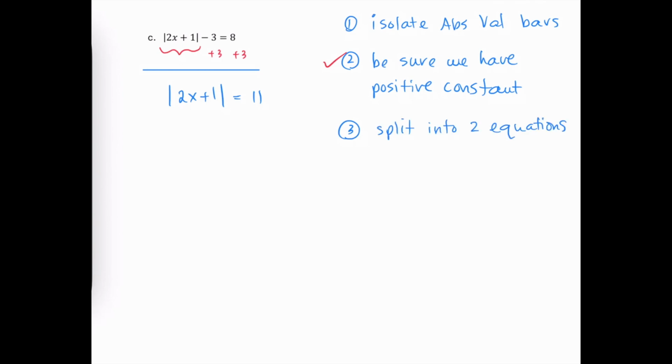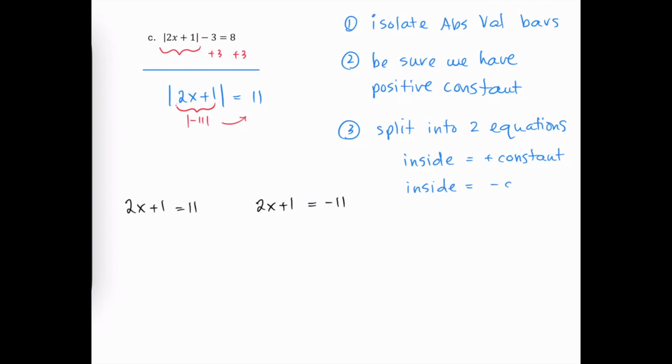which is to split this up into two equations. Notice that if the inside of this absolute value bar was equal to the positive 11, its absolute value would be equal to positive 11. So we create an equation from that situation, saying what's inside could turn out to be positive 11. But if that inside turned out to be negative 11, its absolute value would also be positive 11. So the inside of those absolute value bars could also have turned out to be negative 11. So what we did was we set the inside equal to the positive constant, and we also set what was inside equal to the negative constant.